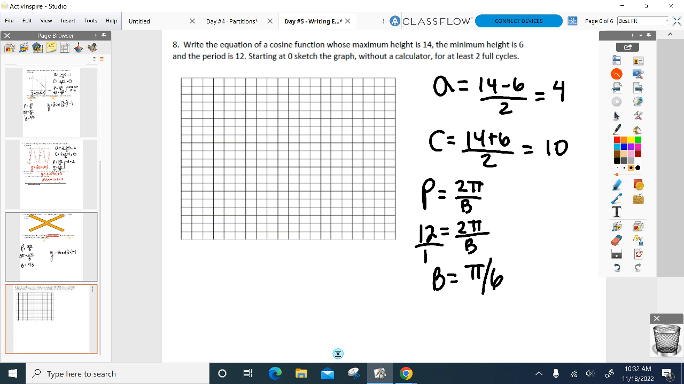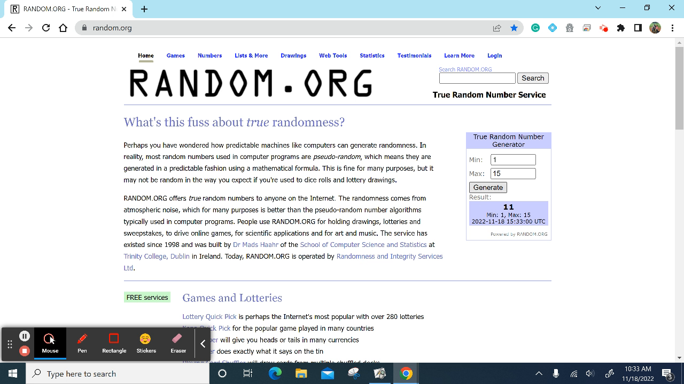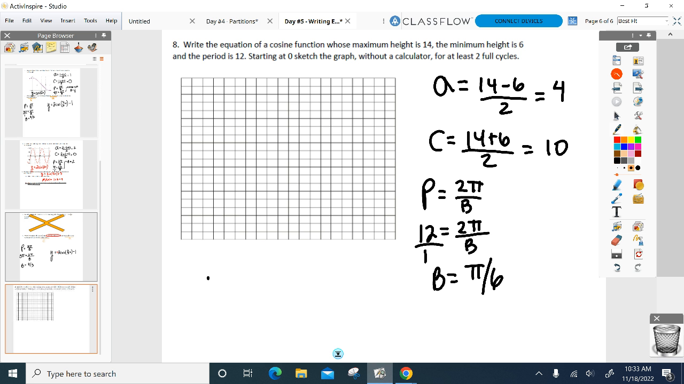You got A, B, and C, right? Write the equation. Y equals? Y equals 4 cosine of pi over 6 x plus 10.